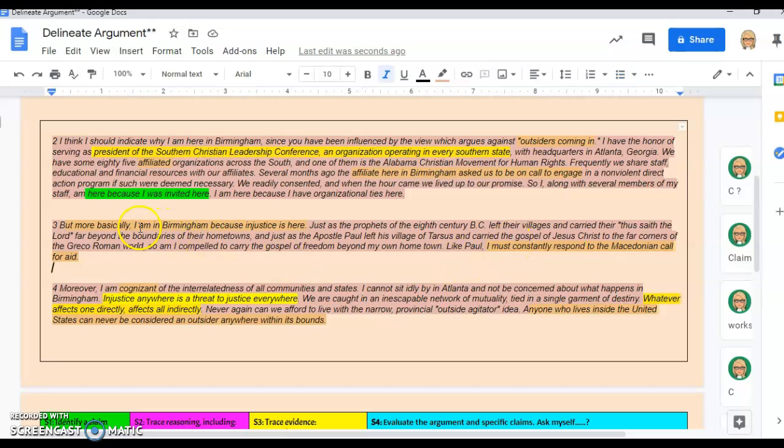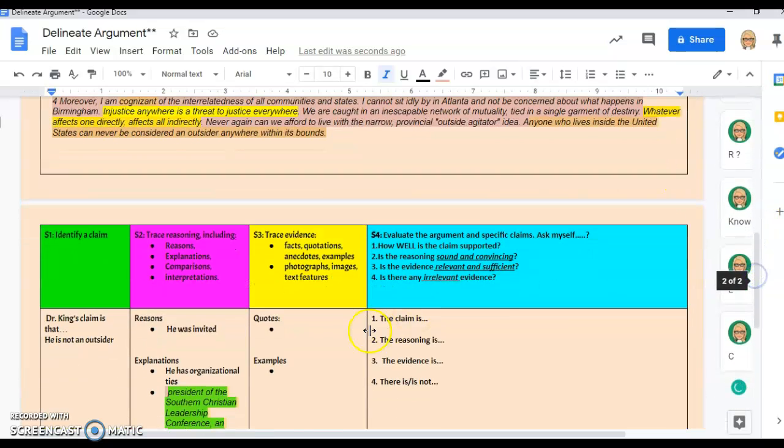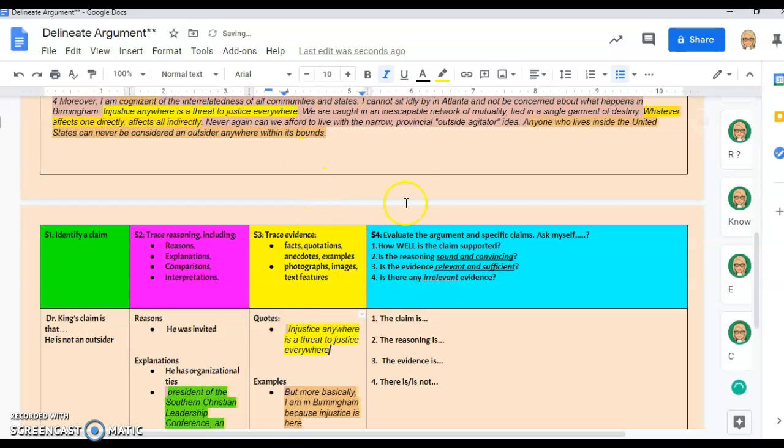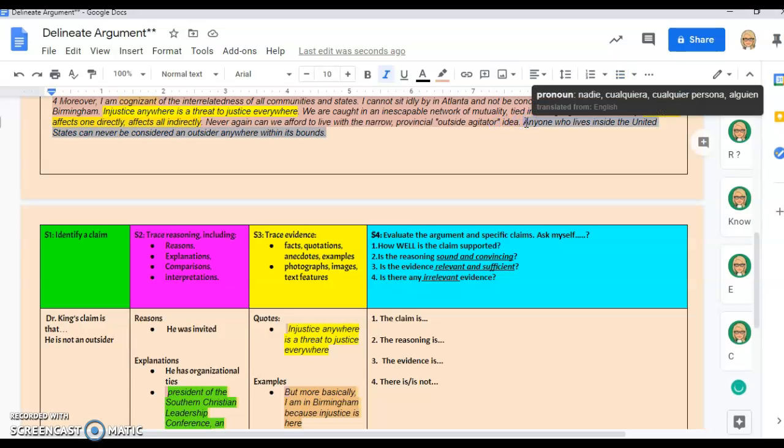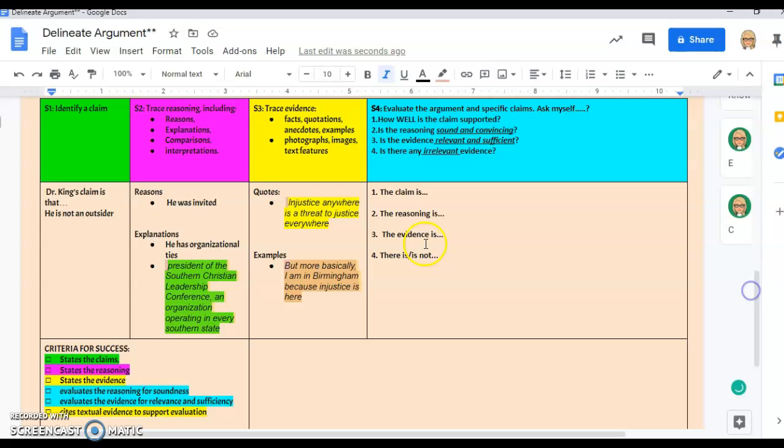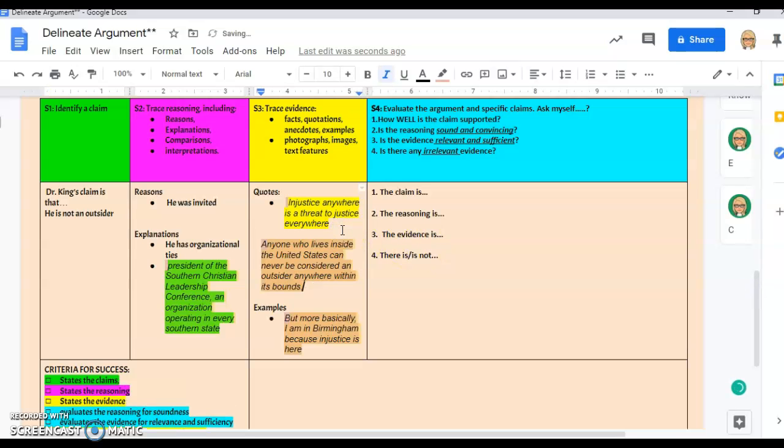So some evidence as to what he's doing. Let's see here. He's in Birmingham because there's injustice here. We'll put that as an example. Injustice anywhere is a threat to justice everywhere. That seems like a quote. So we'll add that here. And, well, okay, we talk about him not being an outsider. So let's go ahead and add this. Anyone who lives in the United States cannot be considered an outsider.